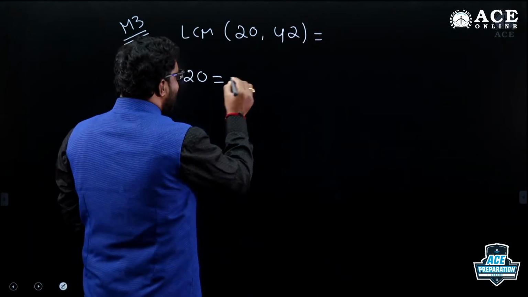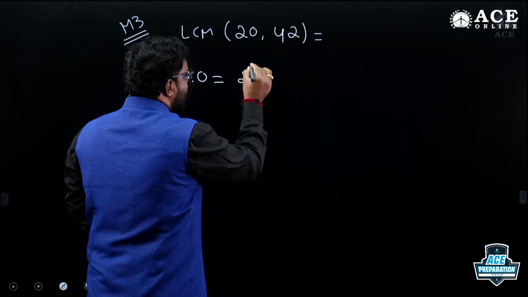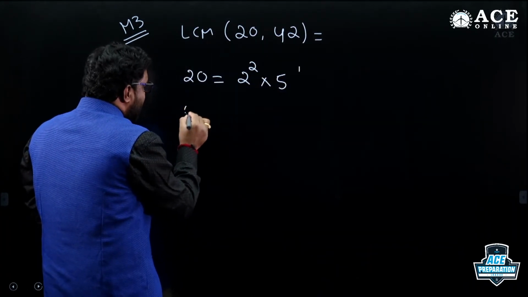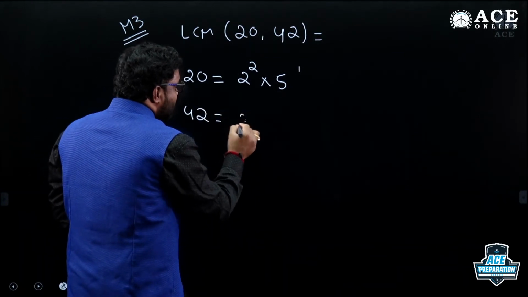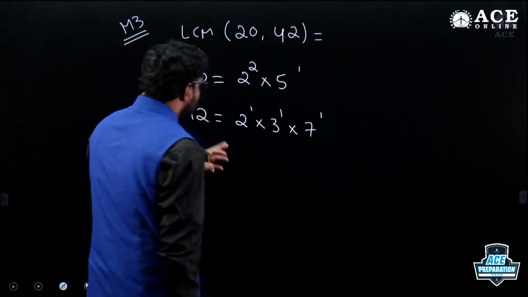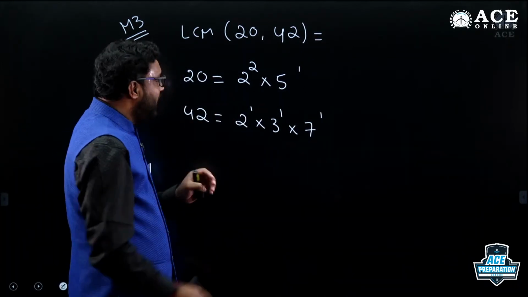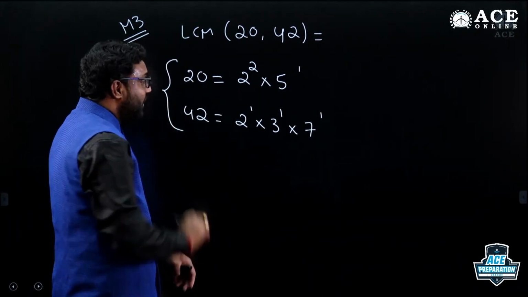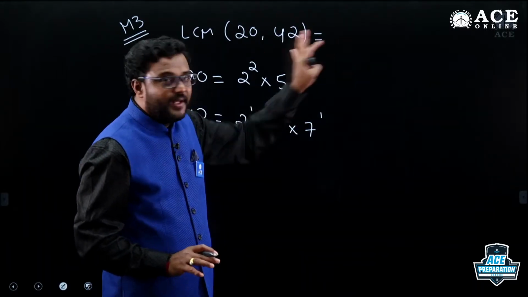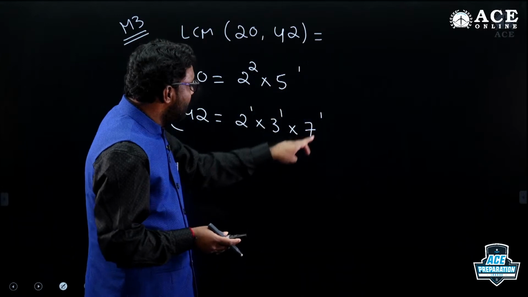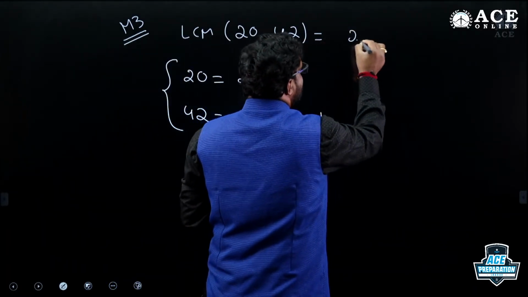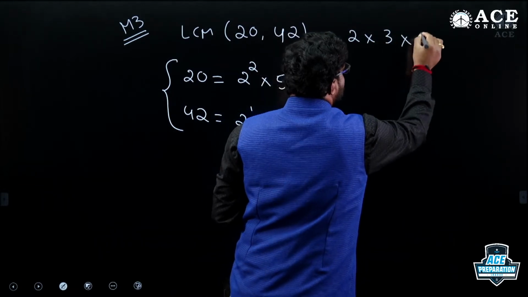20, we can write this as 4 into 5, 4 is 2 square, so 2 square into 5 power 1. Then 42, we can write this as 2 into 3 into 7. This is 6 into 7, 6 as 2 into 3. Now all are prime numbers, right? Now what we should do, LCM means, note down all prime numbers available here. What are the prime numbers involved here? So prime numbers involved here are 2, 3, 5 and 7.